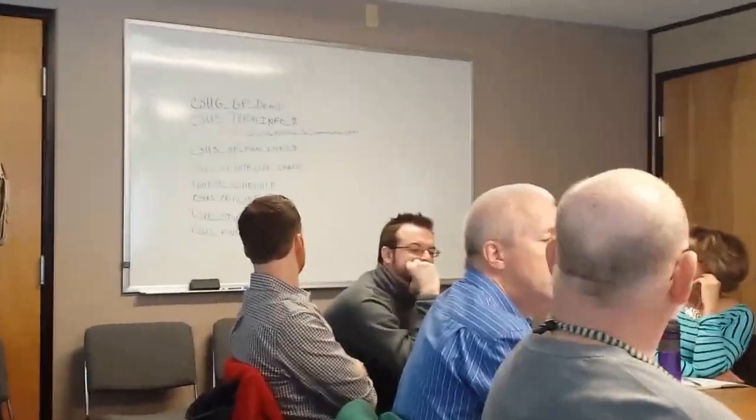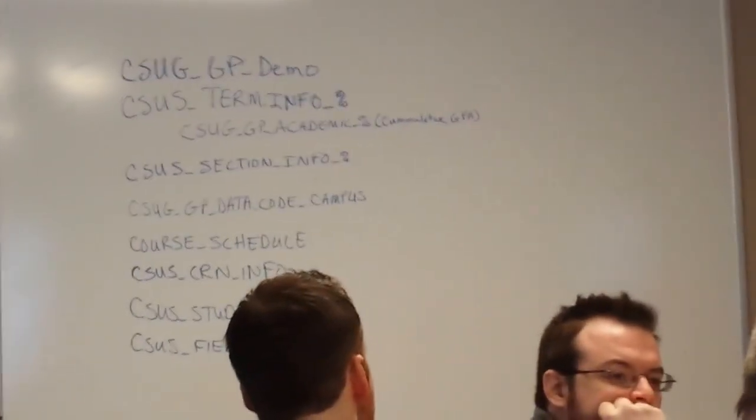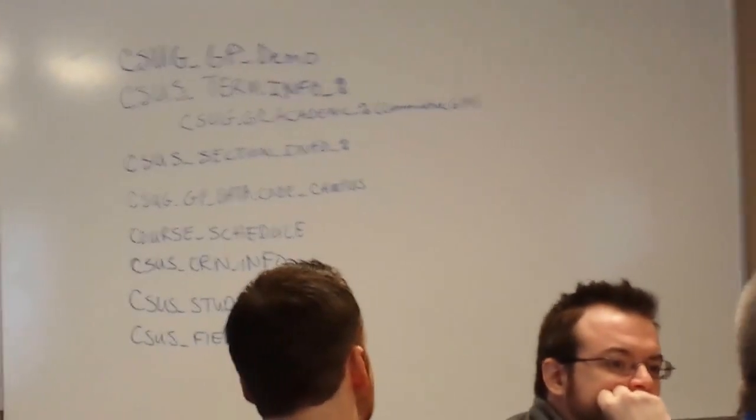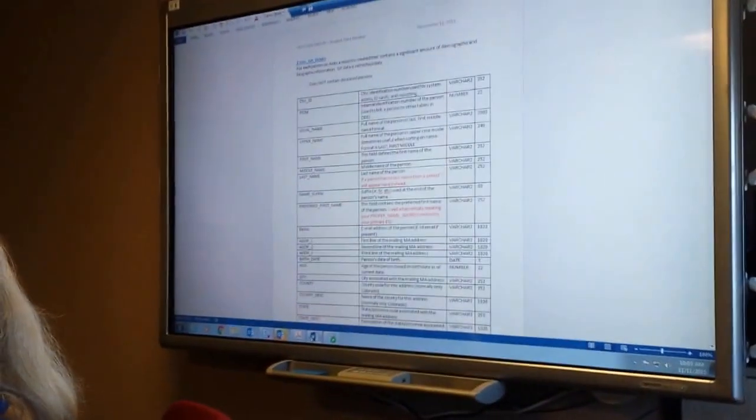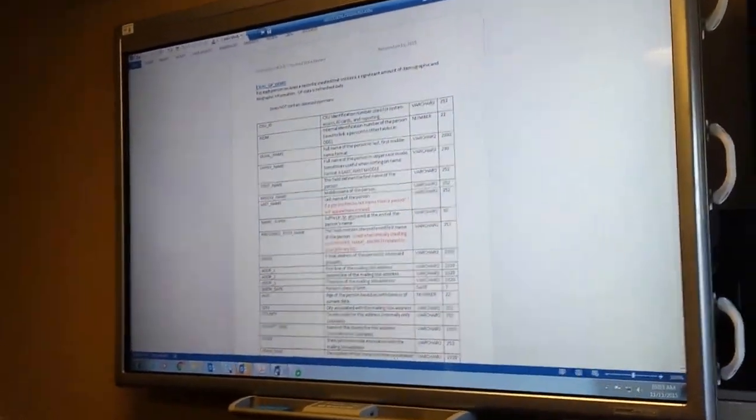Views or tables that are on the ODS side. They include CSU GP demo, which tells you who the people are. CSUS term info, with many variations, is the table to go to if you ever have somebody ask you the question, how many students are there? But I'm going to note a difference: it holds the end of term GPA versus the cum GPA.